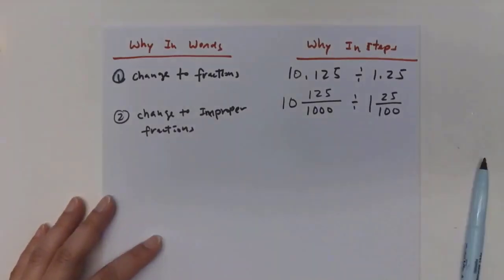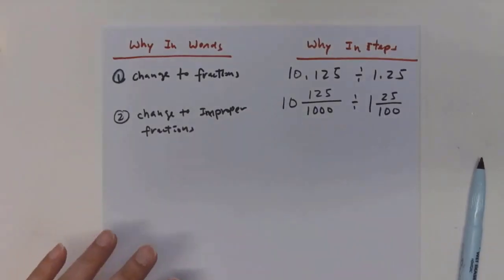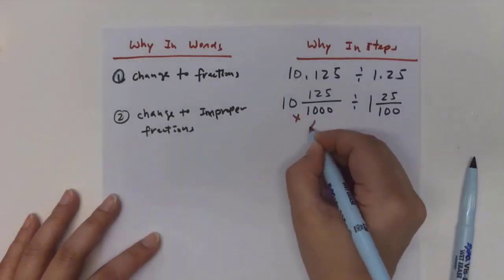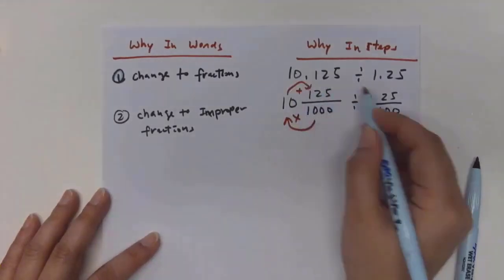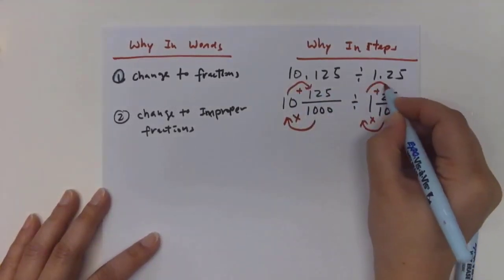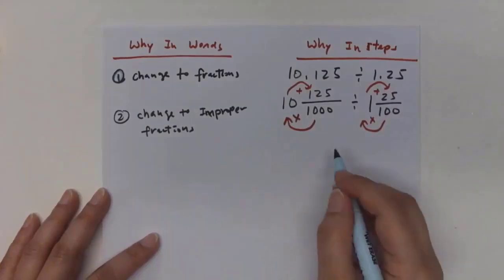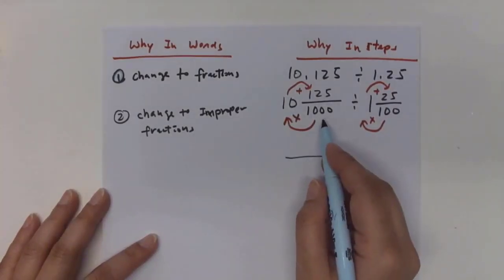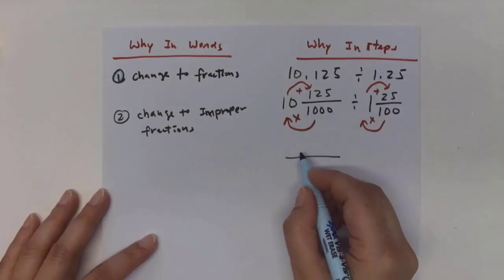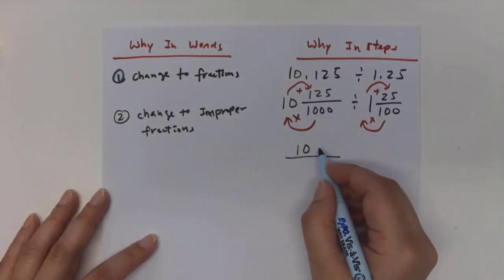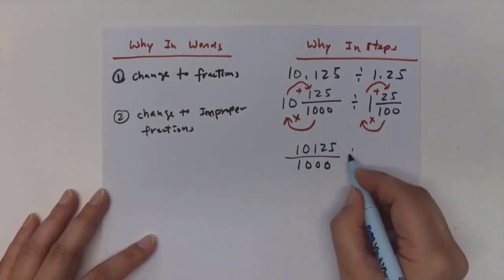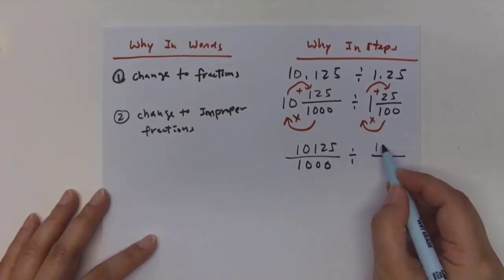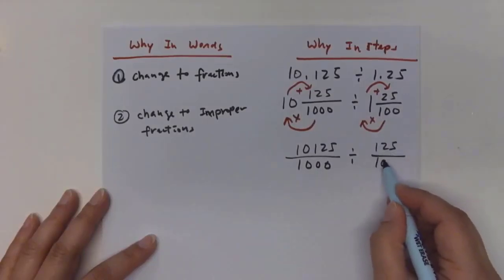Okay, how do I change them into improper fractions? We can multiply the denominator by the whole number and add the numerator. Show the steps. The first fraction will be 1000 times 10 plus 125, which is 10,125 over 1000, divided by 125 over 100.